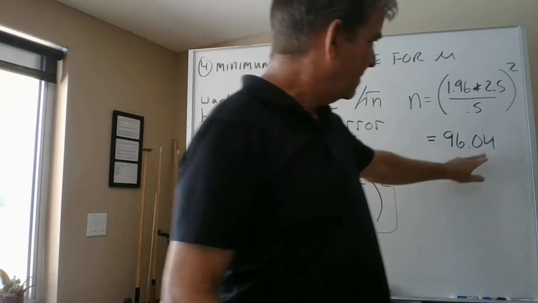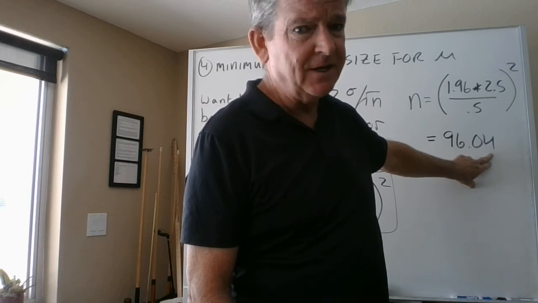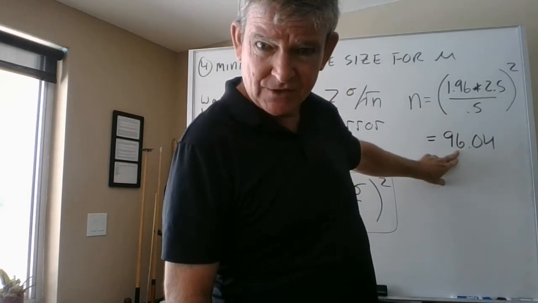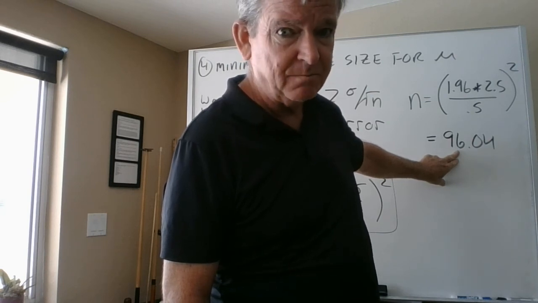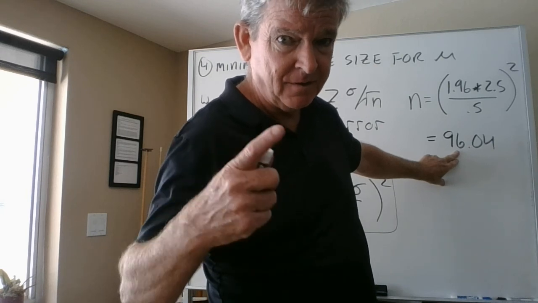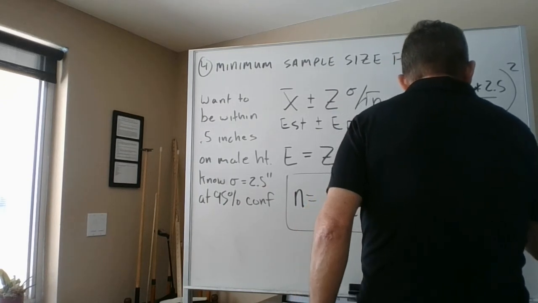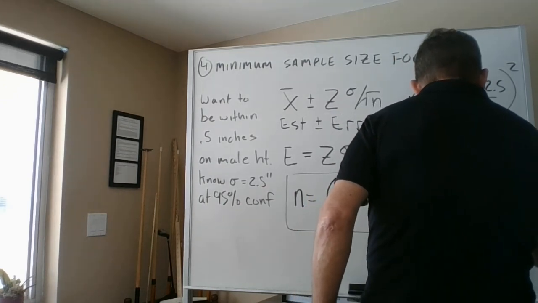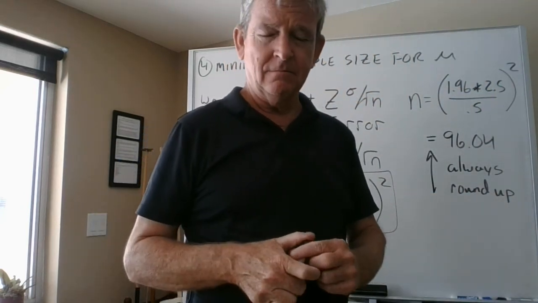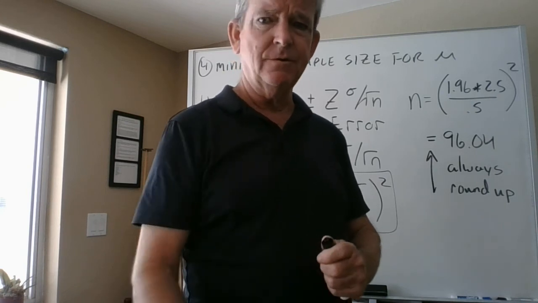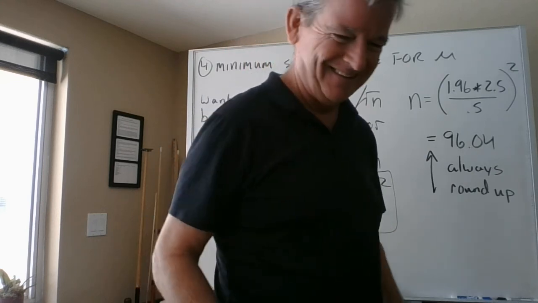Can you measure 0.04 of a human being? No, you cannot. So if you have any decimal place, unless this number is an integer, whatever that number is, round it up. Not if it's 96.5, you round it up. You round it up if it's 96.04. Always round up, and you can use it to spray for weeds in your flower beds too. It's a good joke. All right, so we're done with that.